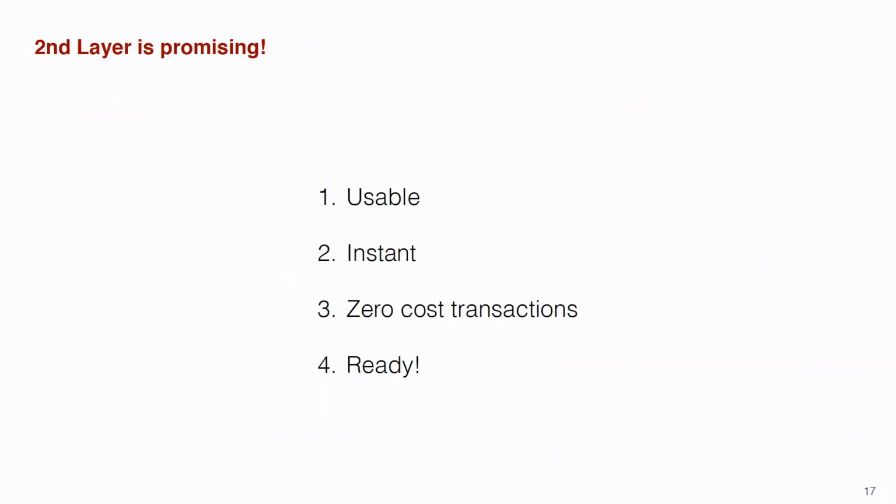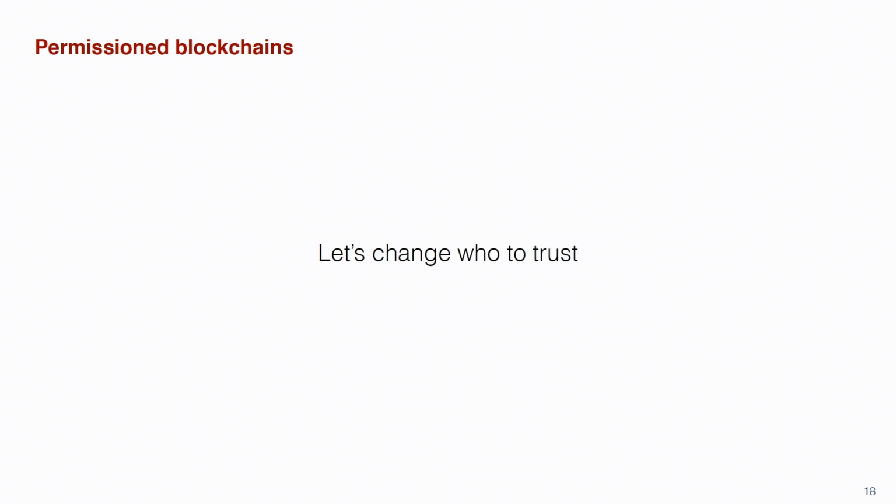So the second layer is promising. It seems to be usable. Many teams are working on it. It allows instant transactions. The costs of performing such constructs are relatively cheap. So I'm running, for example, a payment hub, and the current cost of running this is less than $100 per month, irrespective of the number of users. So you can have zero cost transactions nowadays on the blockchain, and that's ready. I think the second layer is very promising in my mind.